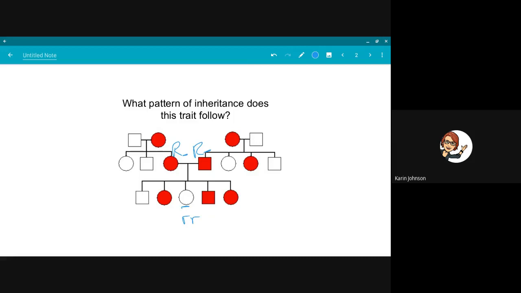And the answer is yes. This parent could be this, and this parent could be that, and then they could have children that are little r, little r. Then all the rest of the children could be big R, or big R, little r, and we don't know. Any questions about why that's dominant?